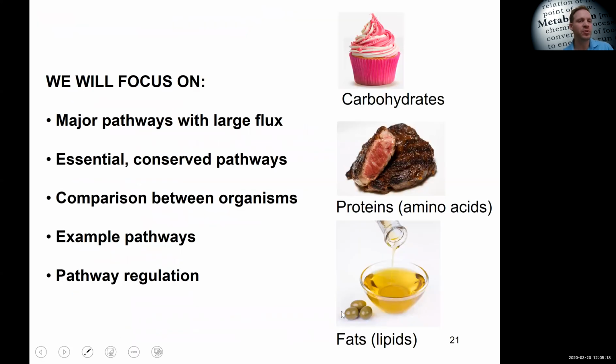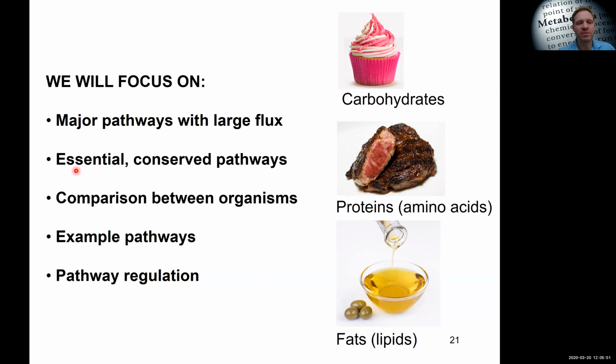All right, so much for terminology. Let's look at what we actually want to cover this quarter. So I have listed a few highlights of topics that we will go through. You've seen how complex metabolism is. We will only focus on some of the major pathways that are really critical in this context and that have the largest flux in metabolism. So the largest, essentially, rate of metabolism going through these pathways is flux.